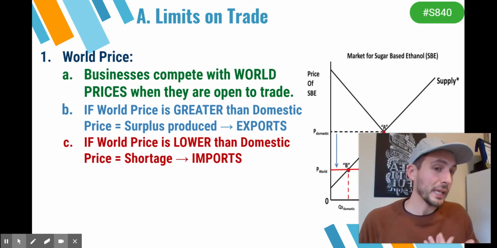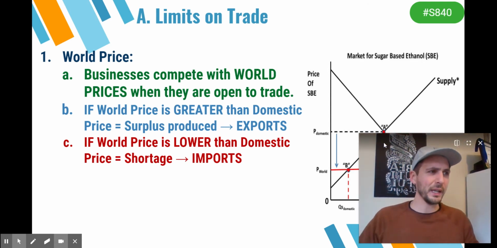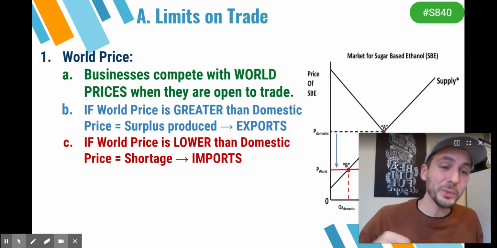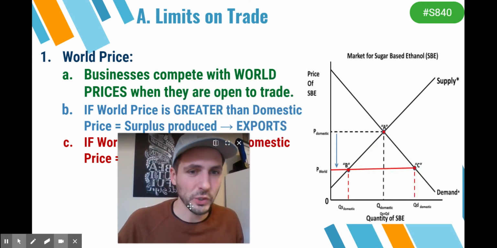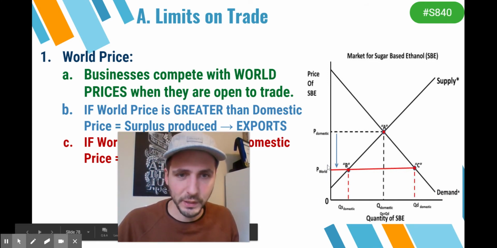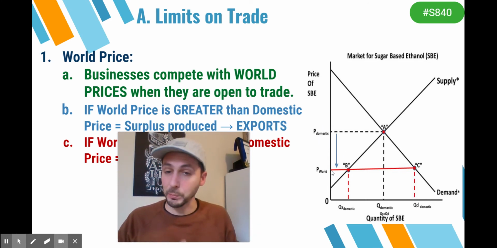On the other side of it, if the world price is lower than the domestic price, it's going to create a shortage and create imports. And this is the one that the government gets involved to try to fix. We don't really care if we have a surplus and exports because businesses are making money from that. But we do care about shortage. So let's check it out. If the world price is undercutting our domestic price, as it is here, P world is low and the domestic price is high from our equilibrium, well, it operates like a price ceiling.